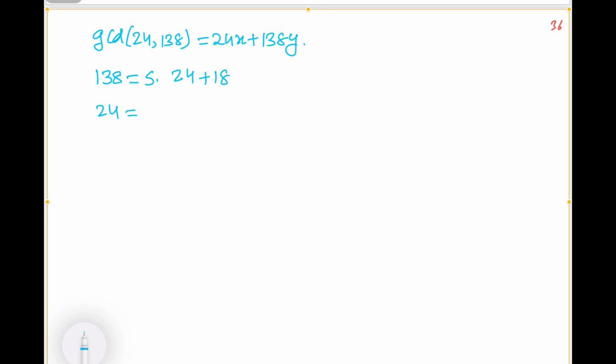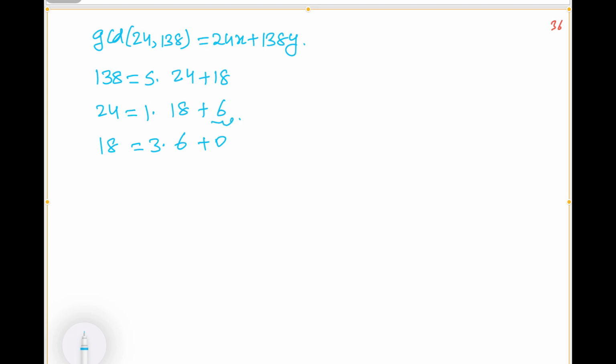Find x and y using Euclidean algorithm for GCD of 24, 138, 24x plus 138y. So first we find this GCD. For that purpose, we divide 138 by 24. Quotient is 5, remainder is 18. We divide 24 by 18. We get 1 quotient, 6 remainder. Now we divide 18 by 6. Quotient is 3 and remainder is 0.